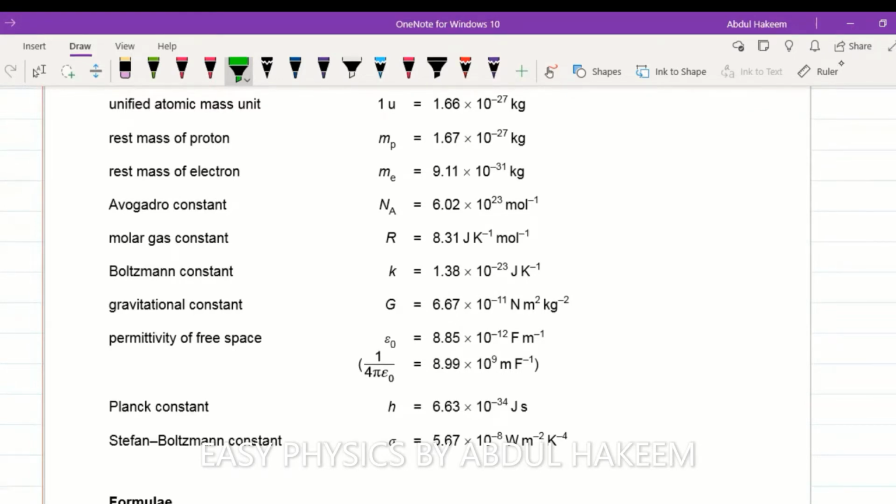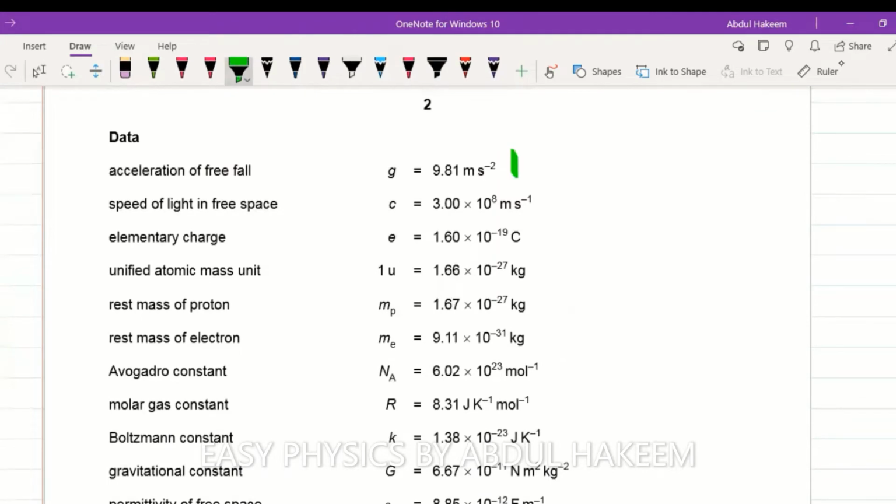So for paper 2, this is required, speed required, charge required, this 1u mass required, then m electron. So these are the requirements.